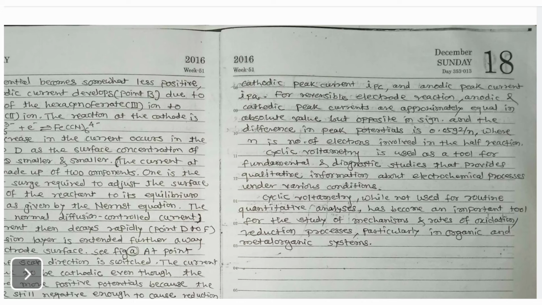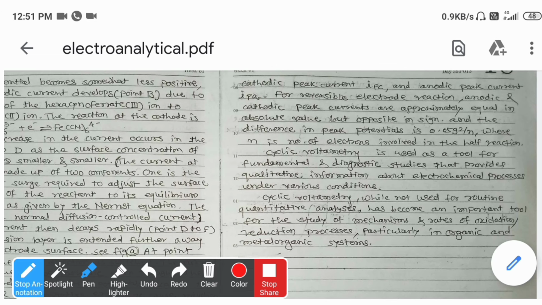So for a reversible reaction, the anodic and cathodic peak currents are approximately equal in absolute value, but their signs will be different. Okay, so one will be positive, that is the cathodic current will be positive and the anodic will be negative, and the difference in the peak potential is 0.0592 upon n, where n is nothing but the number of electrons. So these are certain important parameters that are useful for obtaining qualitative and quantitative analysis.